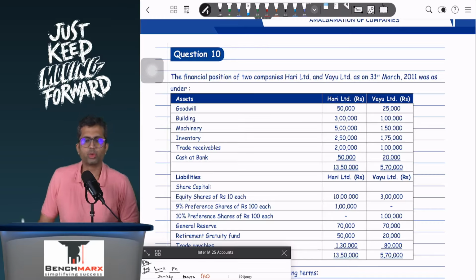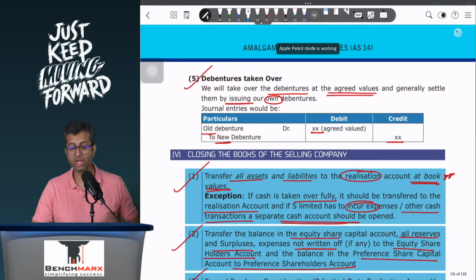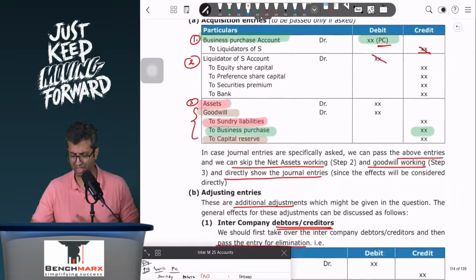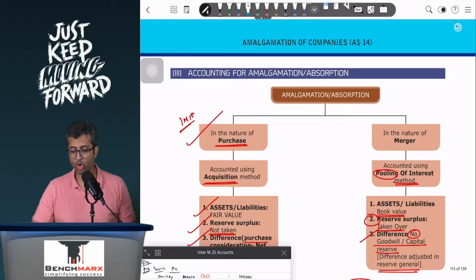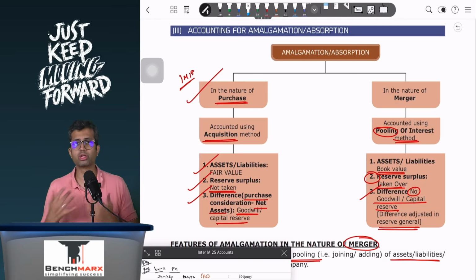So when we look at amalgamation in the nature of merger, the method that you will have to use for this purpose is the pooling or joining of interest method. So what happens in the pooling of interest method, as we have discussed? You will take over assets and liabilities at, you guys tell me, at what value? Sir, book values. Reserves will be taken over, and the difference between the consideration and the net assets, including the reserves taken over, will be adjusted in the general reserve in the usual case. You will not create a goodwill or a capital reserve.